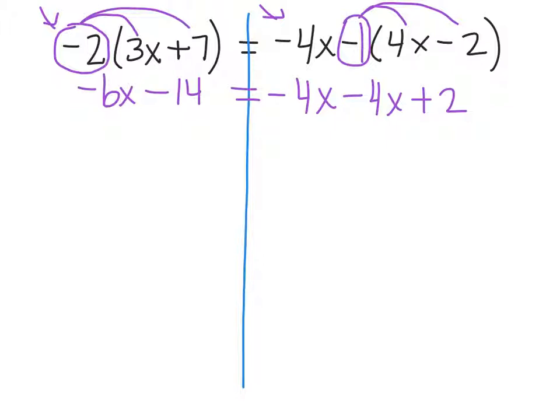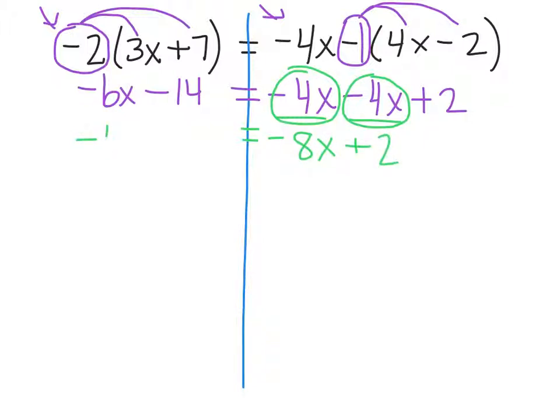All right, so after we distribute, we need to combine like terms. On the left-hand side, we have negative 6x and negative 14, and those are not like terms. So there's nothing to combine over there. On the right-hand side, we have negative 4x and negative 4x. So these are like terms. Negative 4 and negative 4, we're going to add because the signs are the same, and we get negative 8x. And I'm going to bring down the plus 2. And then I'm going to bring everything down on this side as well.